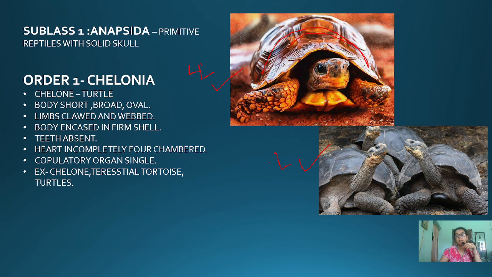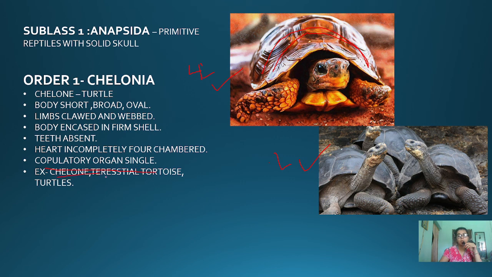A shell is covered by the body. The shell is present for protection. If they find any danger, they will pull their head and limbs back inside the shell. They will protect themselves from any kind of danger. And they have a three-chambered heart, as I have already told you, and a single copulatory organ is present.